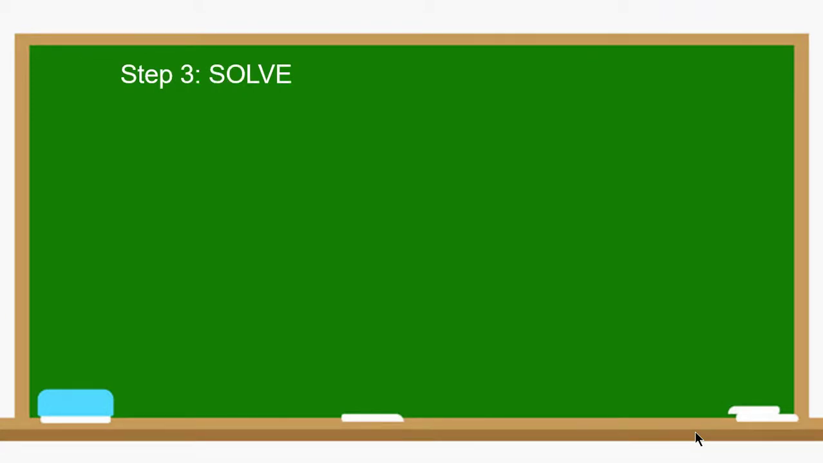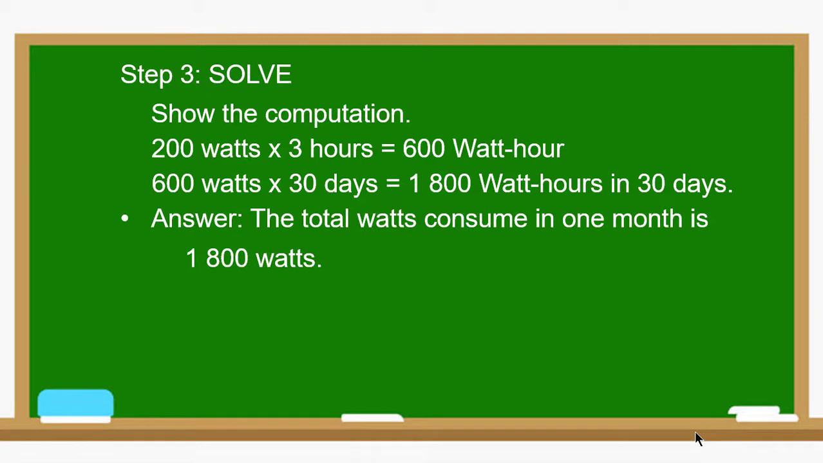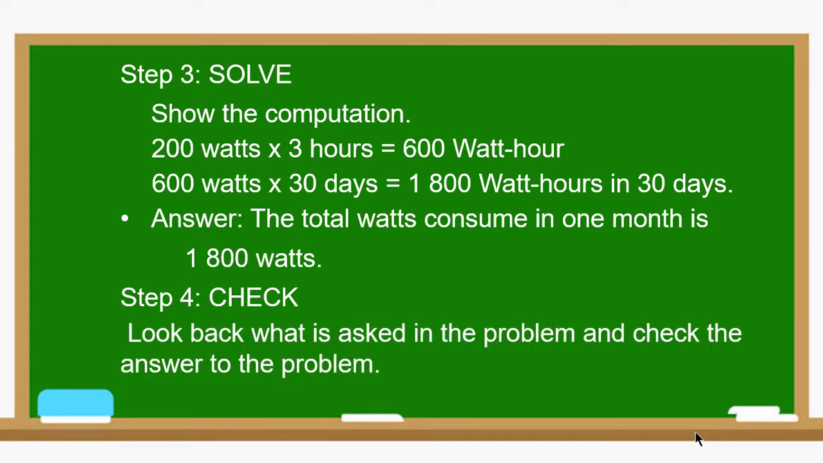Step 3, solve. Show the computation. 200 watts times 3 hours equals 600 watt-hour. 600 watt-hours times 30 days equals 18,000 watt-hours in 30 days. Answer: the total watts consumed in 1 month is 1,800 watts. Step 4, check. Look back at what is asked in the problem and check the answer to the problem.